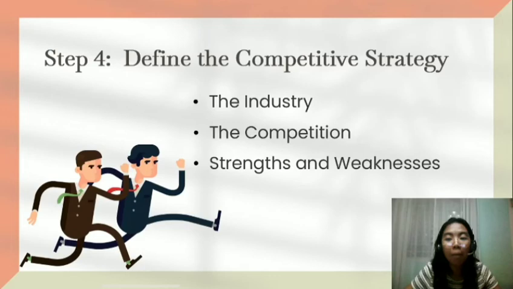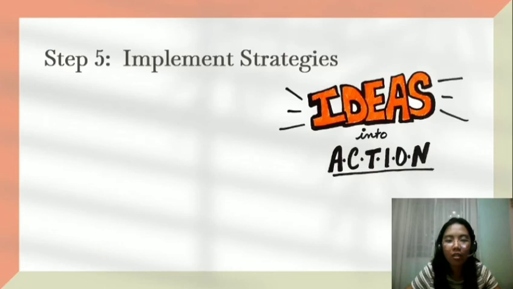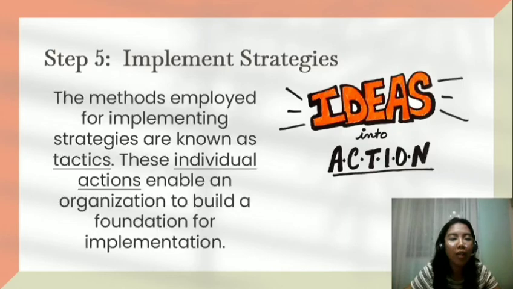So the fifth step to strategic formulation is to implement strategies. Developing a strategy is only effective if it is put into place. An organization may take all the necessary steps to understand the marketplace, define itself, and identify the competition. However, without implementing the strategy, the organization's work will be of no value. So this step is putting ideas into action. The methods employed for implementing strategies are known as tactics. These individual actions or decisions enable an organization to build a foundation for implementation.